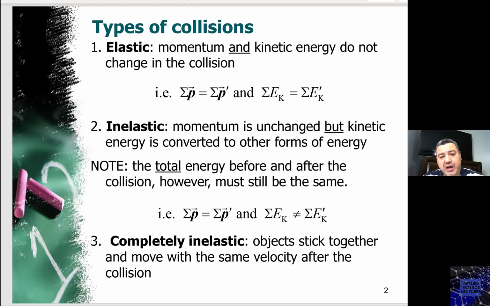However, the objects that are colliding will be bouncing back. That's why we have a third type of collision that's called completely inelastic. In this case, the momentum will be conserved, but kinetic energy will not be the same before and after. However, both bodies are going to stick together and move with the same velocity. This third type of collision, we call completely inelastic.